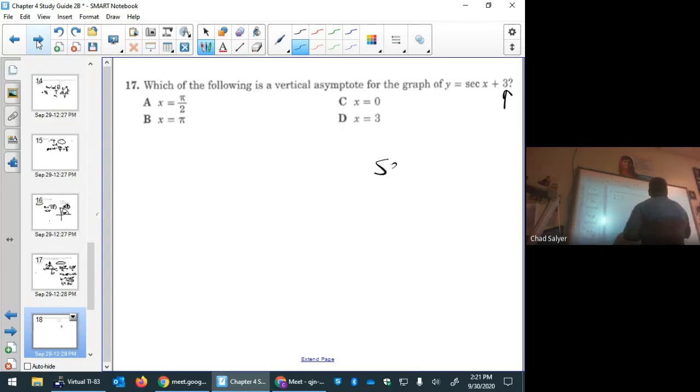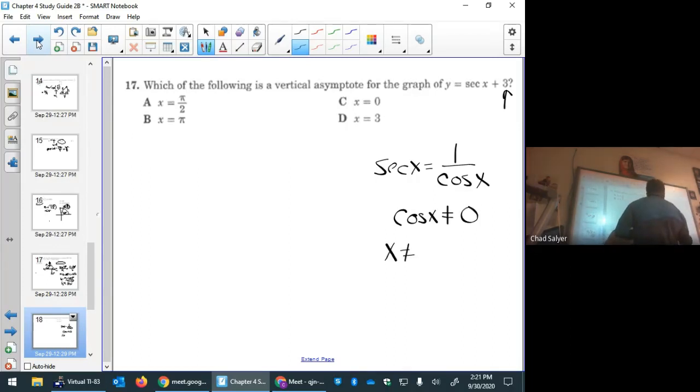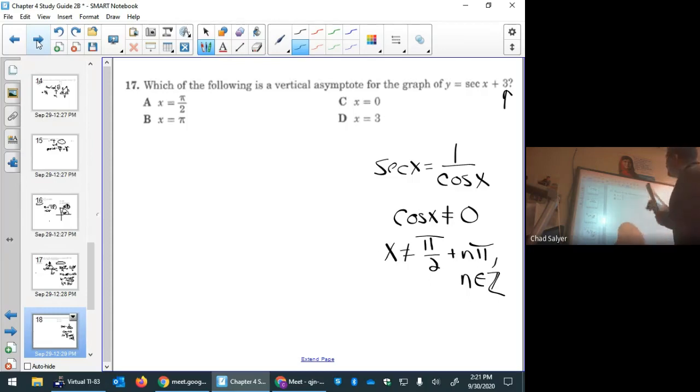So it's going to be the same as the regular secant. And remember, the secant is equal to 1 over the cosine. And so cosine of x can't be equal to 0. And remember, that happens where you have pi over 2 plus n pi, where n is an integer. So we're looking for pi over 2 plus n pi, and there it is. A is in alpha. It's going to be a vertical asymptote for the secant.